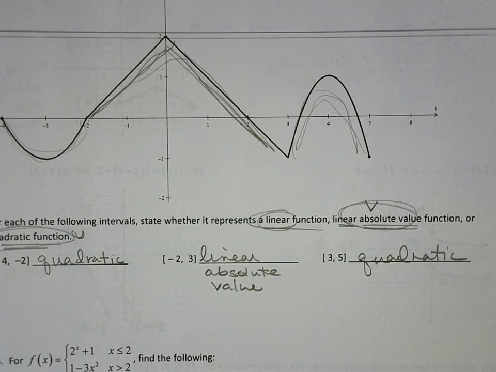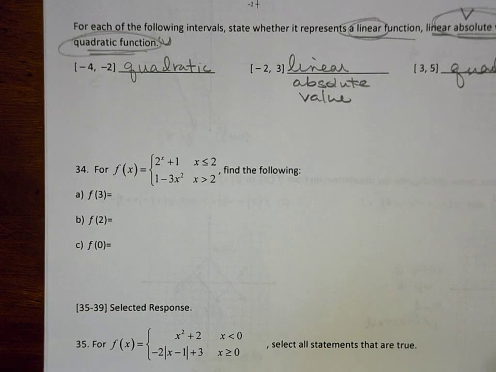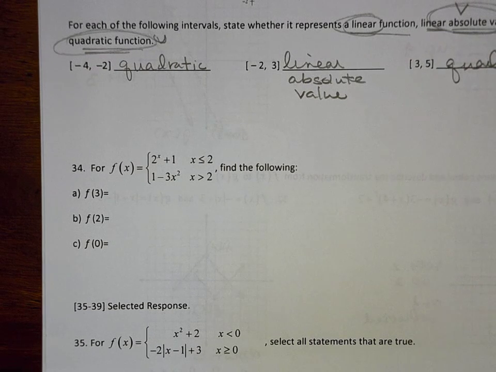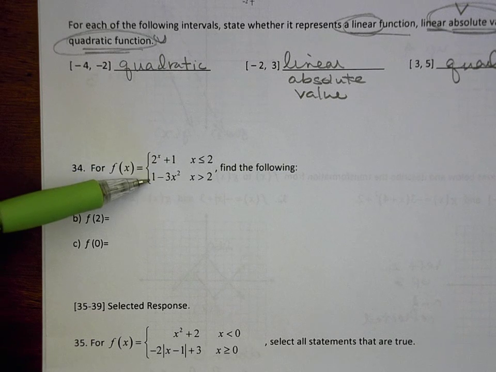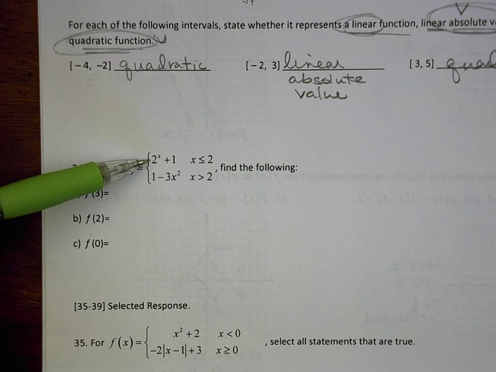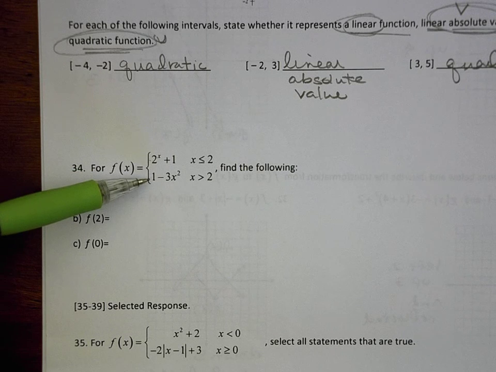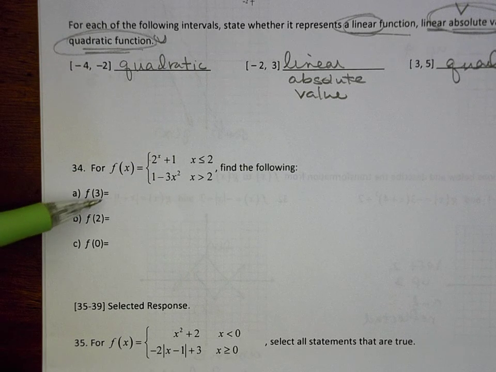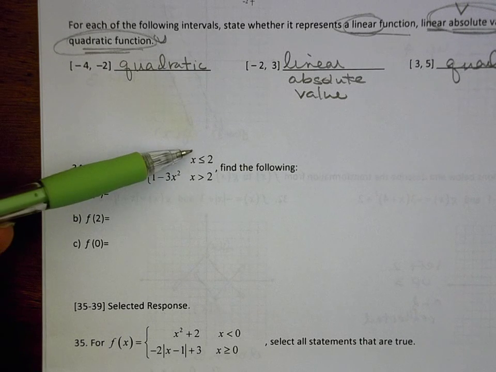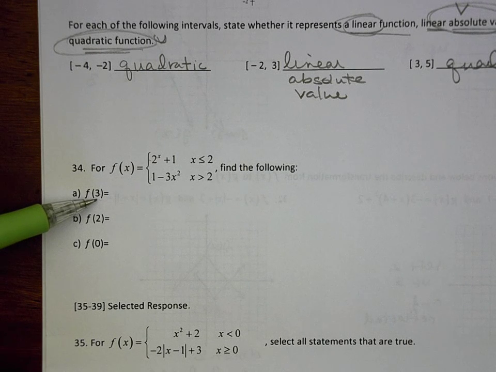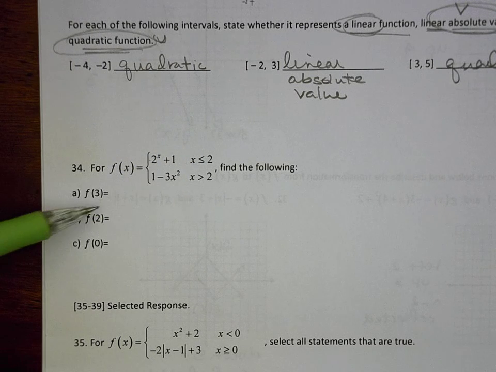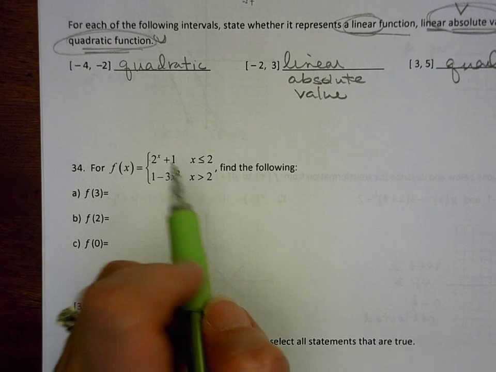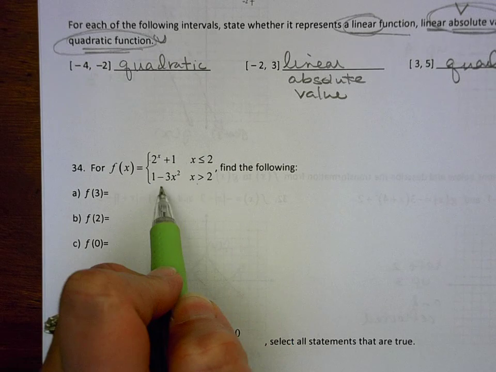All right, 34. So when we look at this, our function is comprised of 2 different equations. And so that means I have to decide what equation I am going to be using. And how I make that decision is based on this inequality here. So they want me to replace x with 3. So I have to look, is 3 smaller than 2 or is 3 bigger than 2? So I know that 3 is bigger than 2, so I need to be using this equation for this problem.